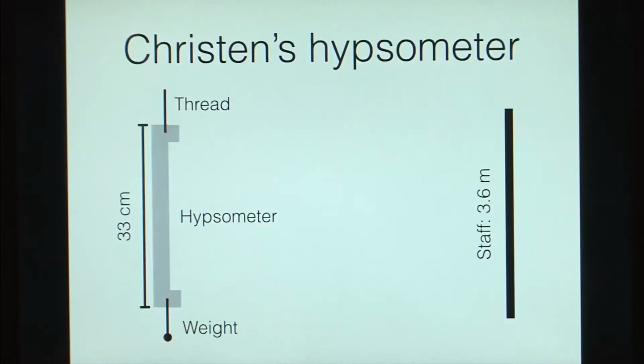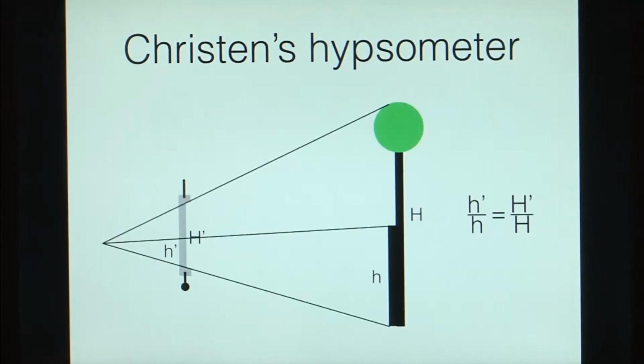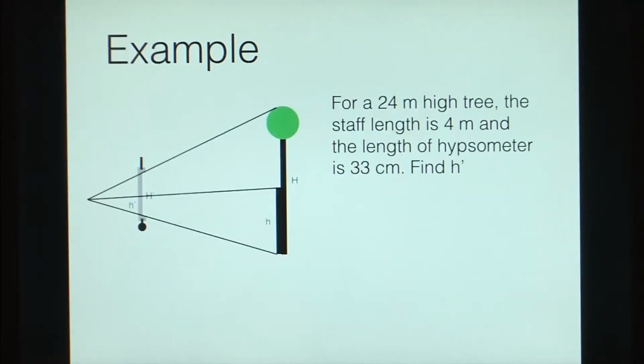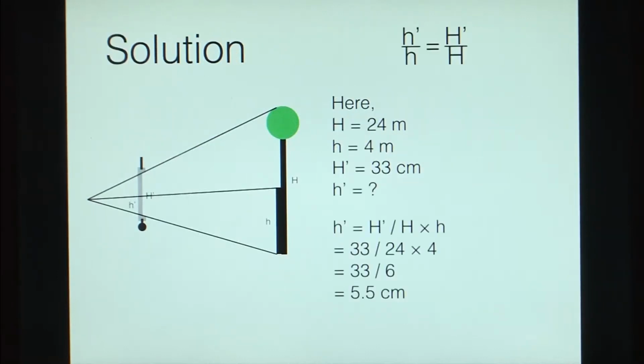the same. We also looked at this instrument called Christian's hypsometer, which can be made out of any material, even cardboard. In this case we use it with a pole, and we get the readings for h and h prime, and we can use this equation to get the height of the tree.